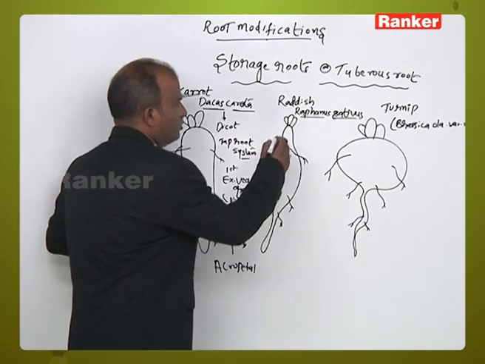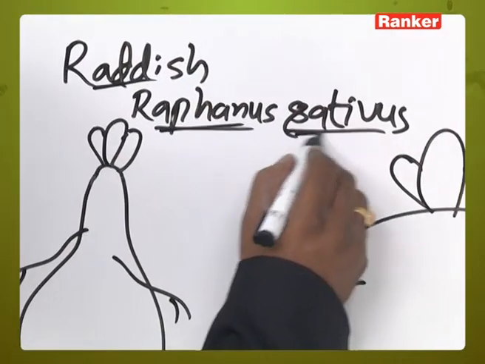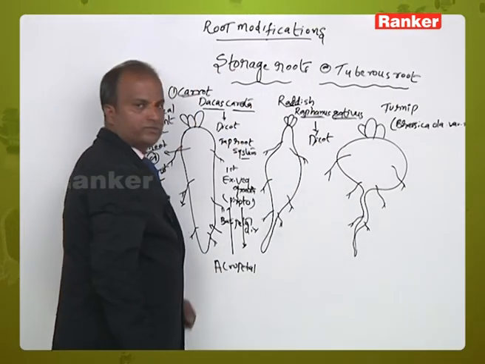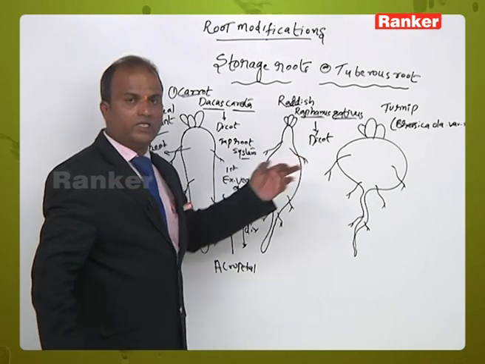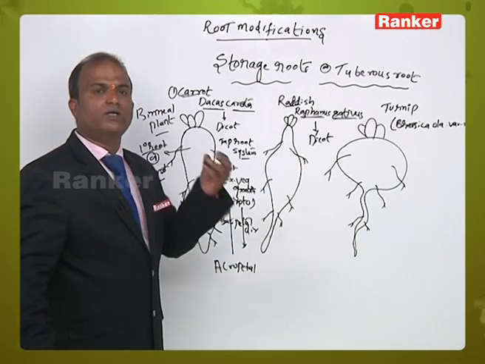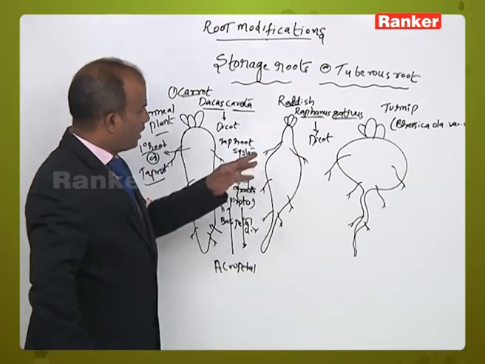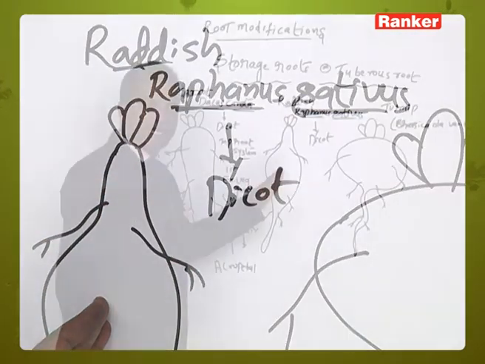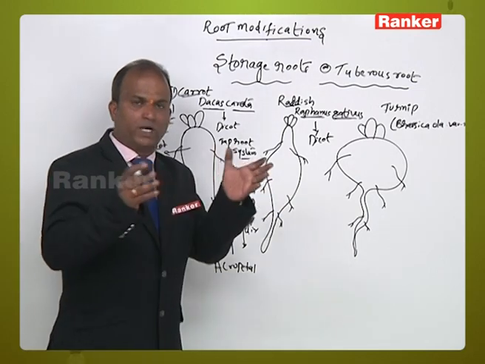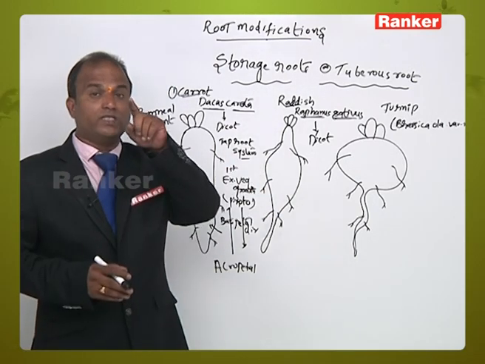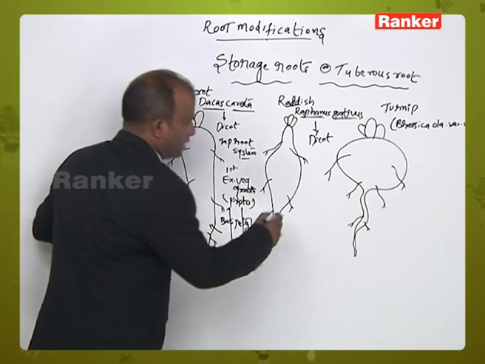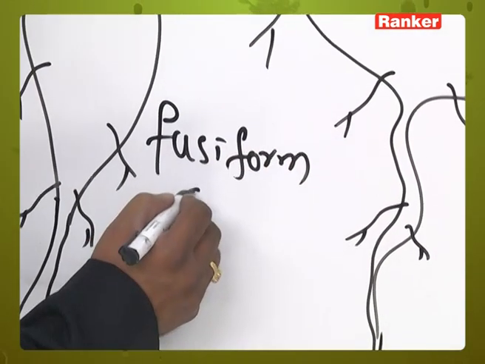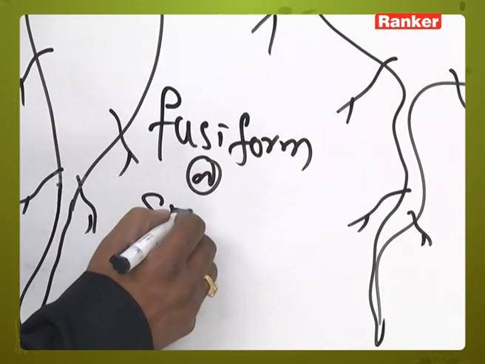And next goes to radish, that is Raphanus sativus, as it also belongs to dicot. It also shows which type of root system? The same, taproot system. Here, due to the storage of food materials in this taproot or primary root, it becomes bulged and tuberous, and it attains a fusiform shape, or spindle shape.